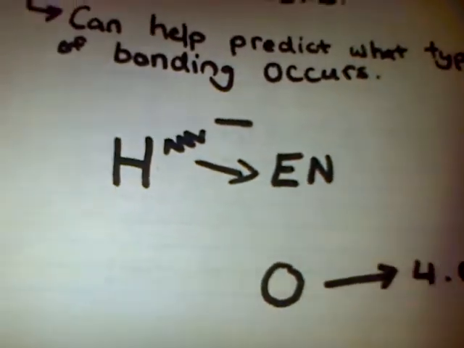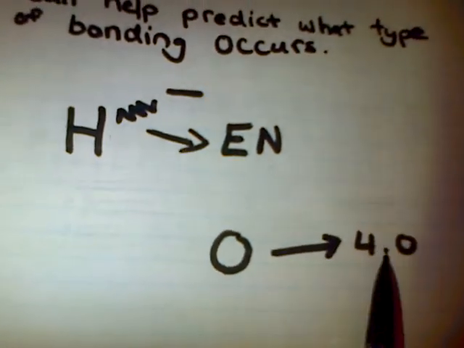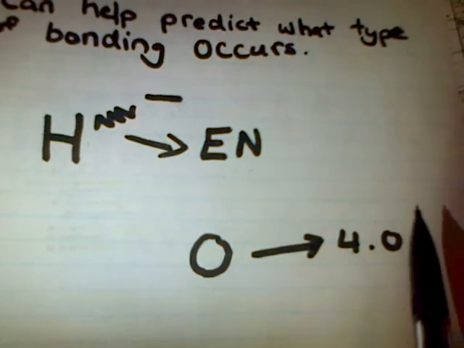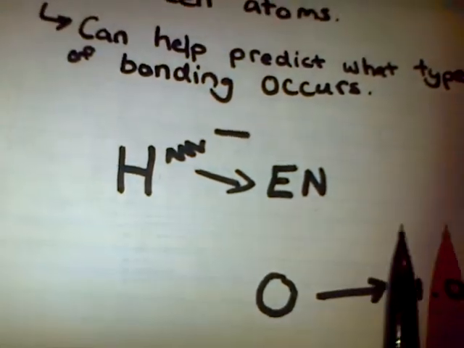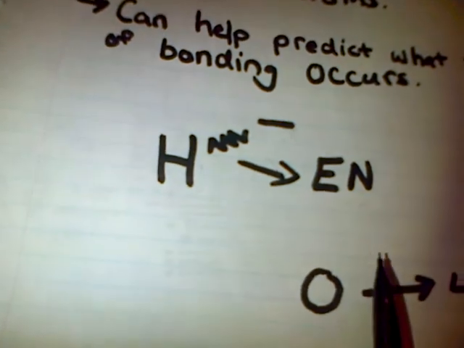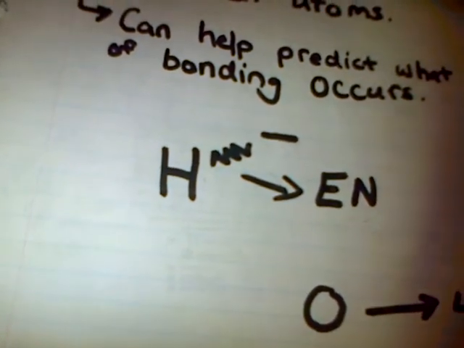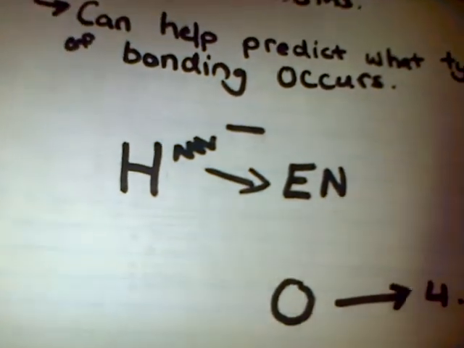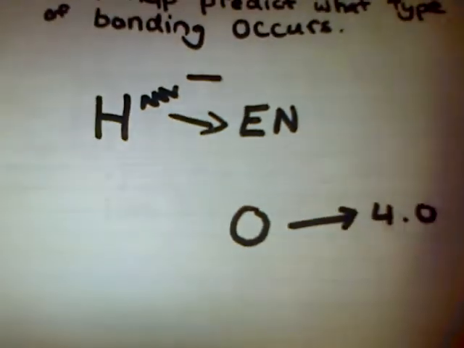The electronegativity values can range anywhere from 0 to 4, 0 being the weakest and 4 being the strongest. So let's say there was an electronegativity value of 0.5. That would mean that there's a very weak attraction. Weak attraction of the electrons.